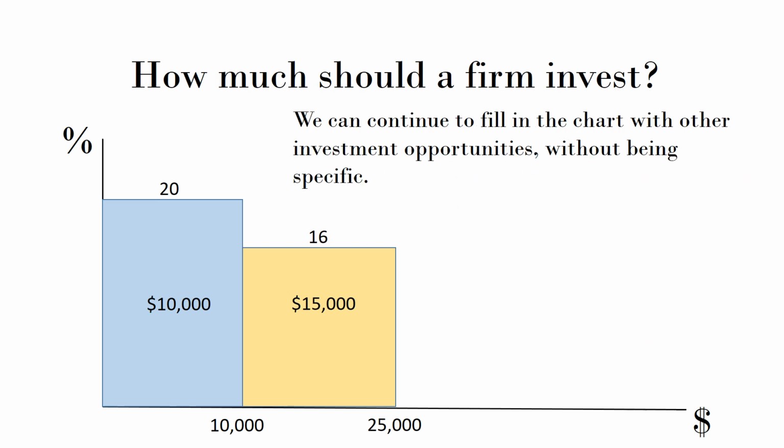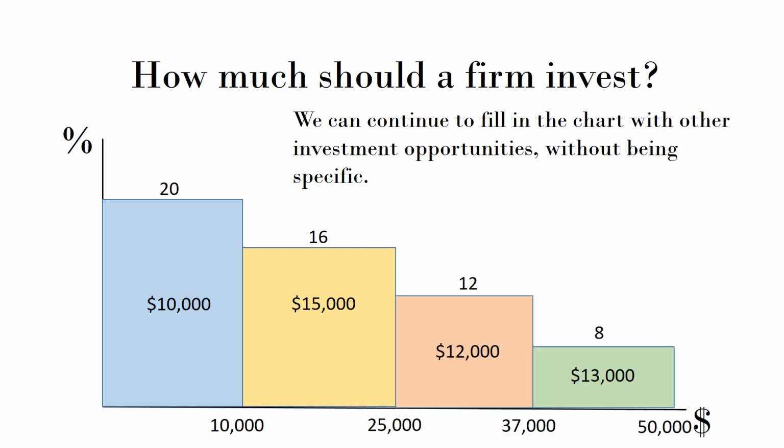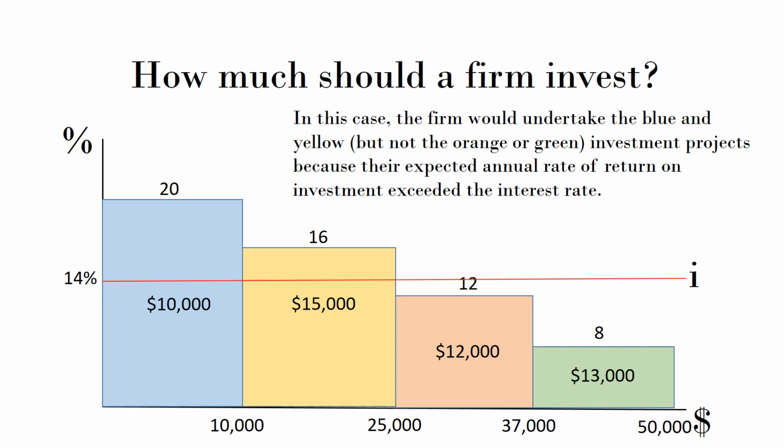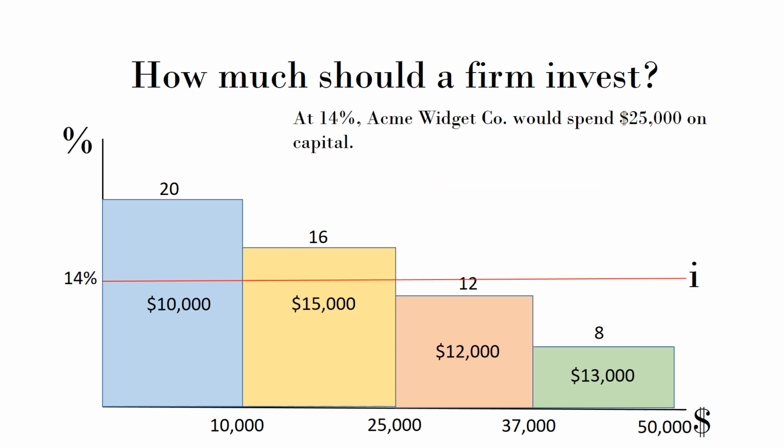We can continue to fill in the chart with other investment opportunities, and we don't have to be very specific here. Let's let this little red line represent the interest rate, and for our purposes here, we will assume that it is 14%. In this case, the firm would undertake the blue and yellow, but not the orange and green, investment projects because their expected annual rate of return on investment exceeded the interest rate. At 14%, Acme Widget Company would spend $25,000 on capital.